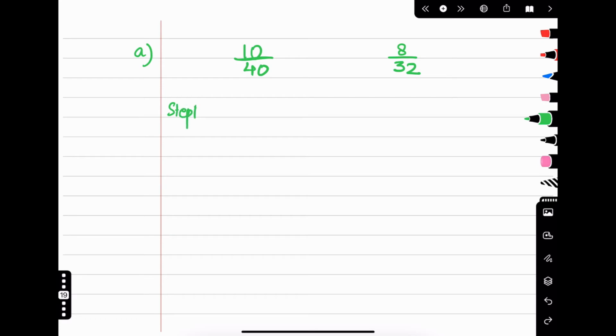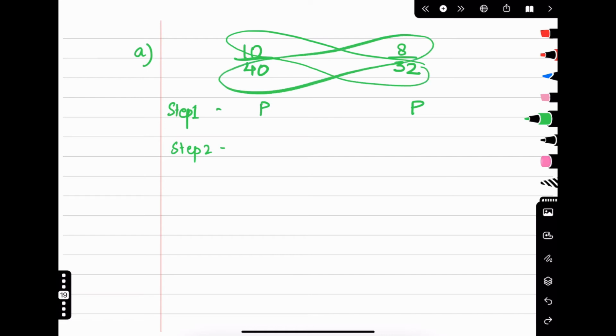Step number 1 is to identify if the fractions are proper or improper. In both the fractions, the numerator is less than the denominator, hence both the fractions are proper fractions. In such a case, we have to apply our step number 2, which is the cross multiplication method, where we have to put two ribbons or two crosses across the fractions. Remember, the bottom one will come at the top.